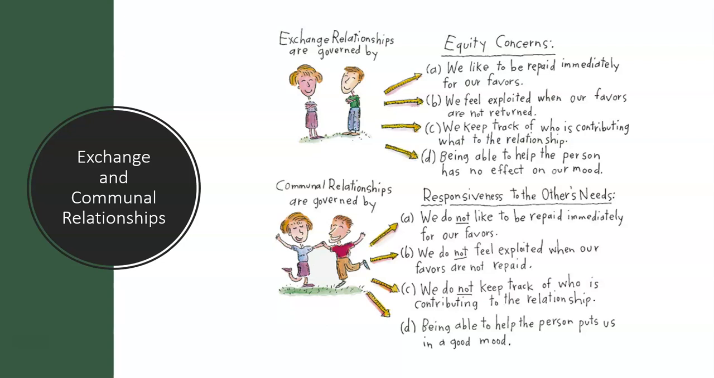So the graphic that's presented in your text for this, you have this cartoon image of two people in an exchange relationship where you have equity concerns. You have people who tend to describe themselves as, if they do something nice for their partner, then they want their partner to do something nice for them immediately. So if you're doing a favor, you want to be paid right away because you have equity concerns. You may feel exploited when you do nice things for your partner, but they're not returned.